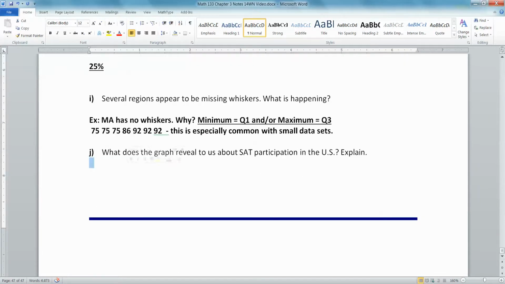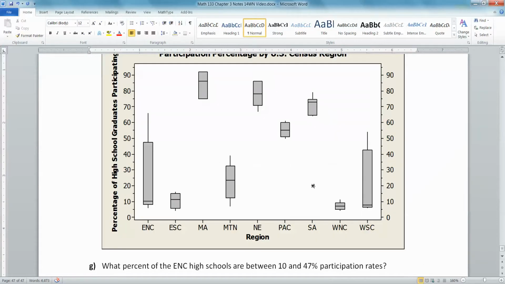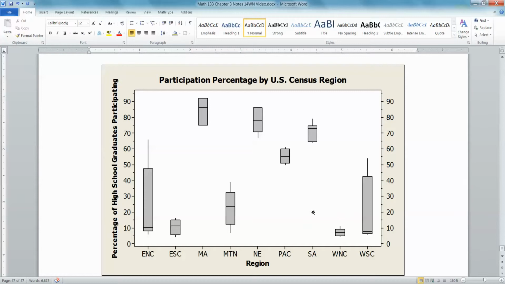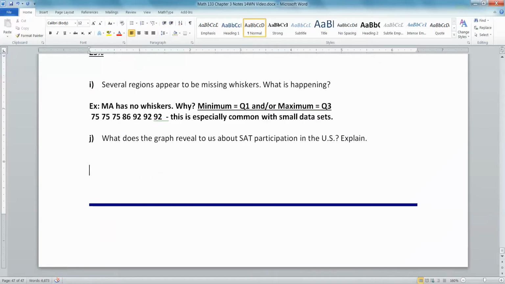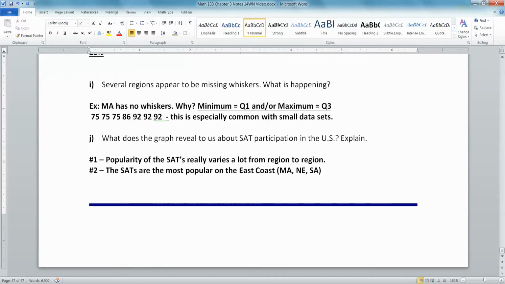All right, now what does this graph reveal about participation in the SAT in the U.S.? Explain. Well, that's the interesting part. All the rest of this has just been analyzing this graph, but what does this really show us? It shows us that popularity of the SATs really varies a lot from region to region. So let me type that up. Popularity of the SATs in the U.S. really varies a lot from region to region.